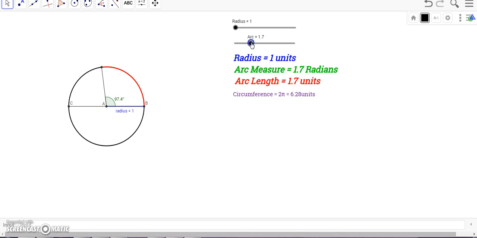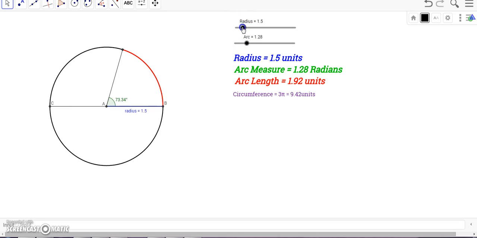But notice that as I move the measure of the radians, the arc length will change also. But notice that they're exactly the same. That is not by coincidence, my friends, because radians are in fact directly related to the arc length when on a unit circle. So let's bump this up maybe to a radius of 2.